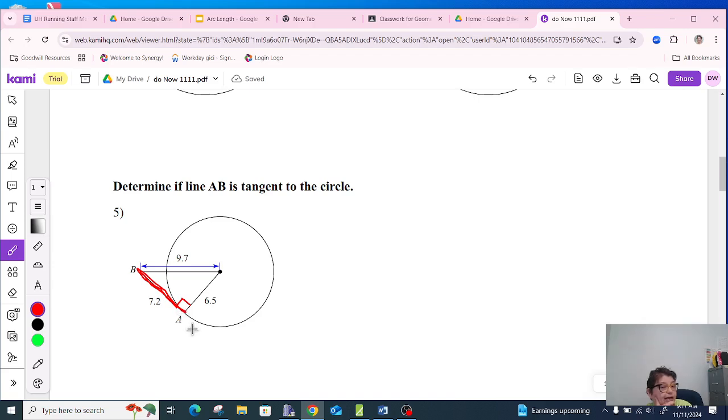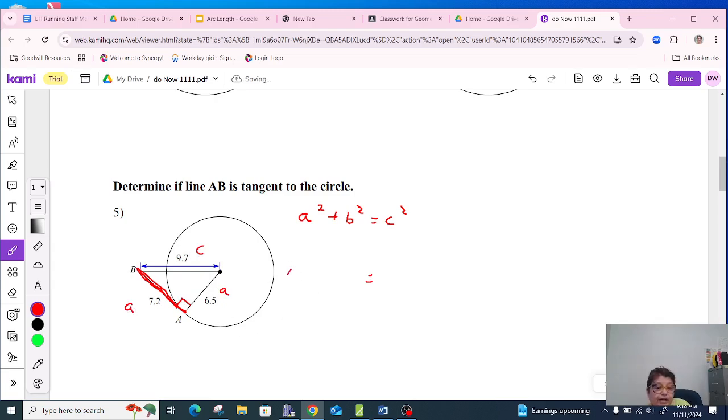So I could use A squared plus B squared equals C squared again to check. If it does equal, then we say yes, it is tangent. If it doesn't equal, we say no, it is not tangent. So again, we use A squared plus B squared equals C squared. Your longest side is what you would make your C squared, right? So this would be C, and I would label this as A and B.